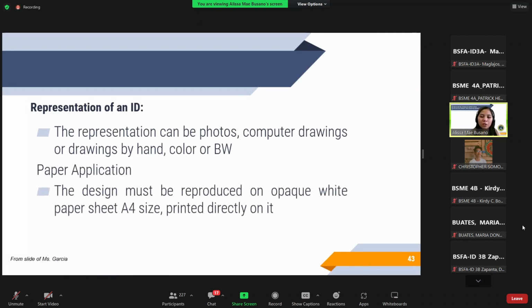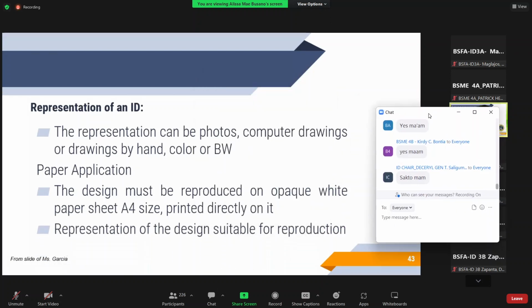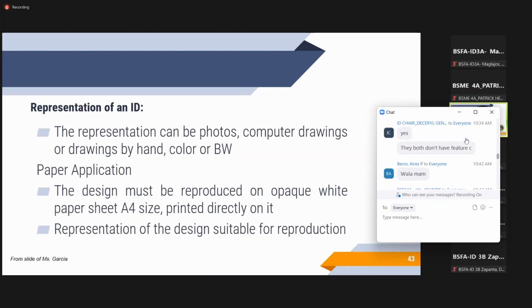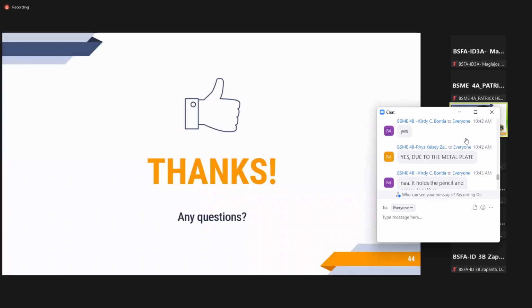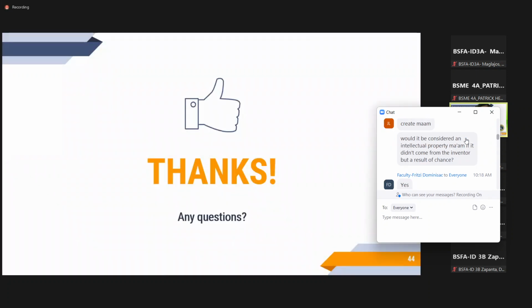So, paper application, the design must be produced on opaque white paper. Paper sheet is A4 size. So, usually, sa mga patent documents is, ang gamiton nga paper is A4 size. Representation of the design suitable for reproduction. So, I hope it's clear for industrial design. So, I believe that's all.